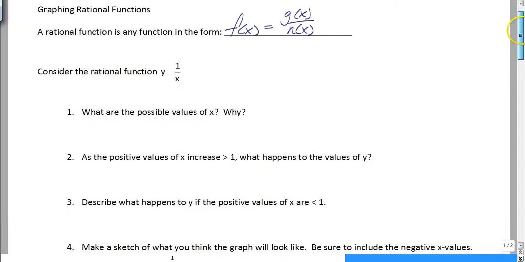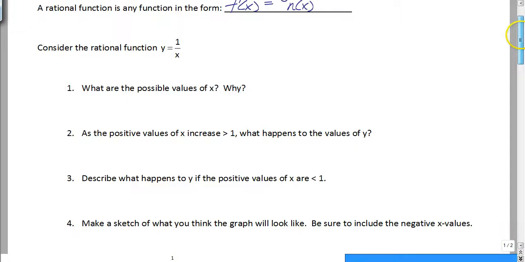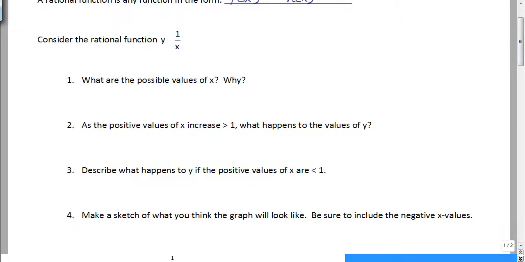And what I want you to do is just think for a moment about a couple of these questions. First of all, what are your possible values of x? Well, x can be anything it wants to be, except x cannot equal 0. And I'm sure you know why, and that's because you can't divide by 0. That's something you already know. There's no 0 in a denominator. So the possible values for x are anything except that. It can be a positive number, it can be a negative number, it could be a decimal, it could be a fraction, it can be an integer, anything it wants to be, except for 0.